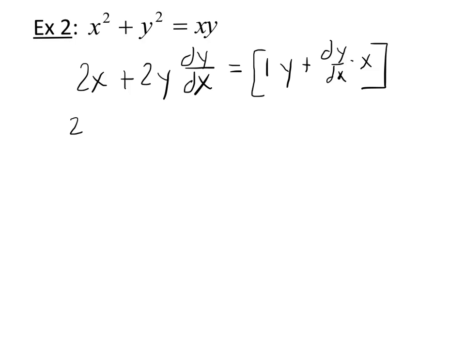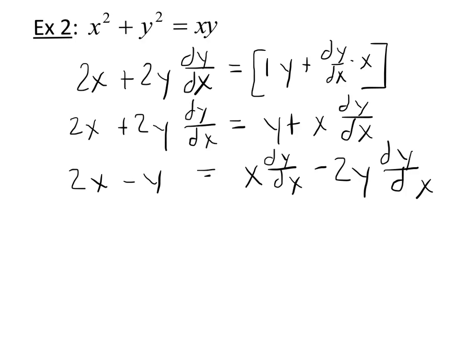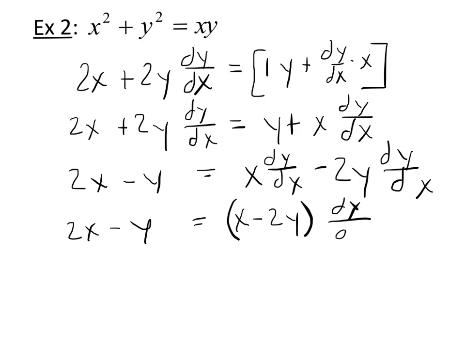So what I end up with right now is 2x plus 2y dy/dx is equal to y plus x dy/dx. Now I have to get all the dy/dx's to one side and all of the constants to the other. So we'll have 2x minus y, because I subtracted this y over to the other side, and that is equal to x dy/dx minus 2y dy/dx. The left side's the same, and this will be equal to (x minus 2y) dy/dx.